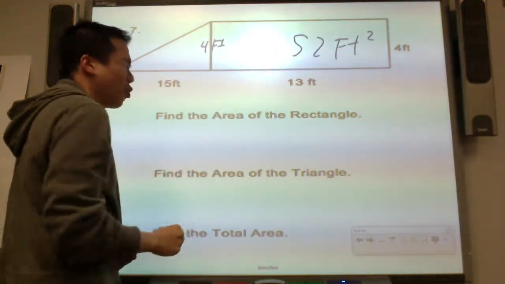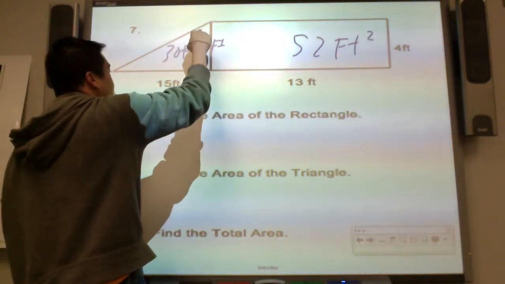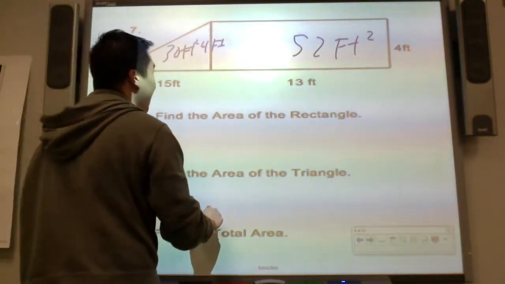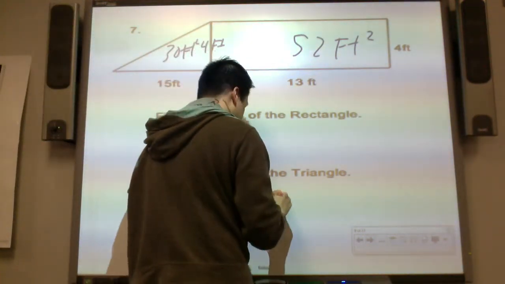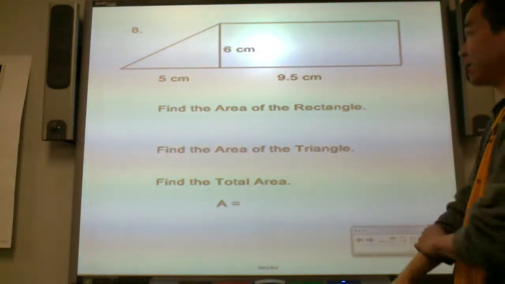So 15 times 4 is 60. Divided by 2 is 30 square feet. So together, what is the total area of this? It is 82 square feet. Let's try a different one now. Let's make it a little harder now.